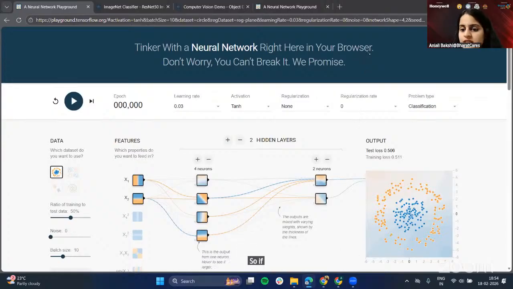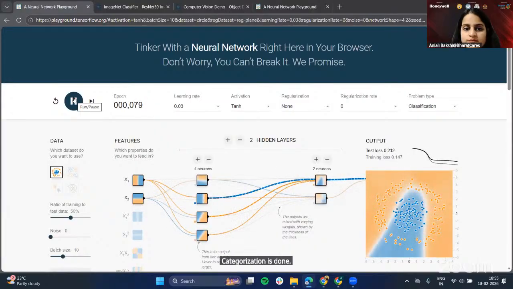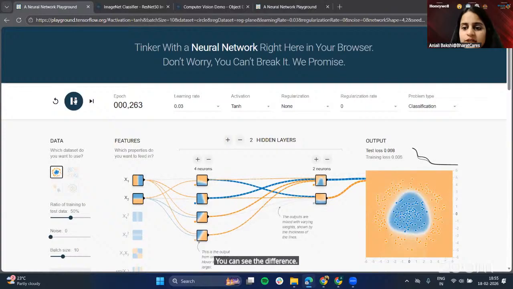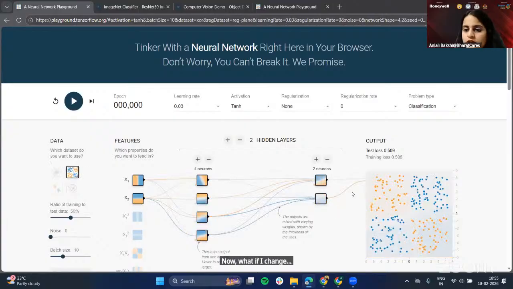So if I run it, see how your categorization is done. You can see the difference. Right now it is simple. The blue classes are separated and the orange are separated. Now, what if I change the data? Now, here it is messed up. Now, let's see.